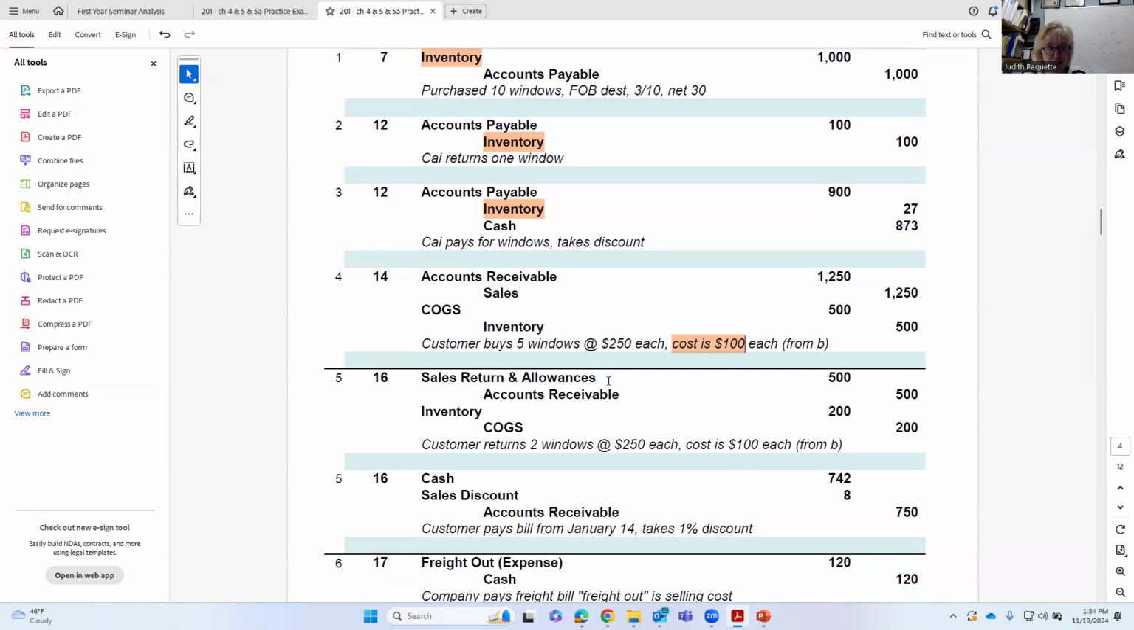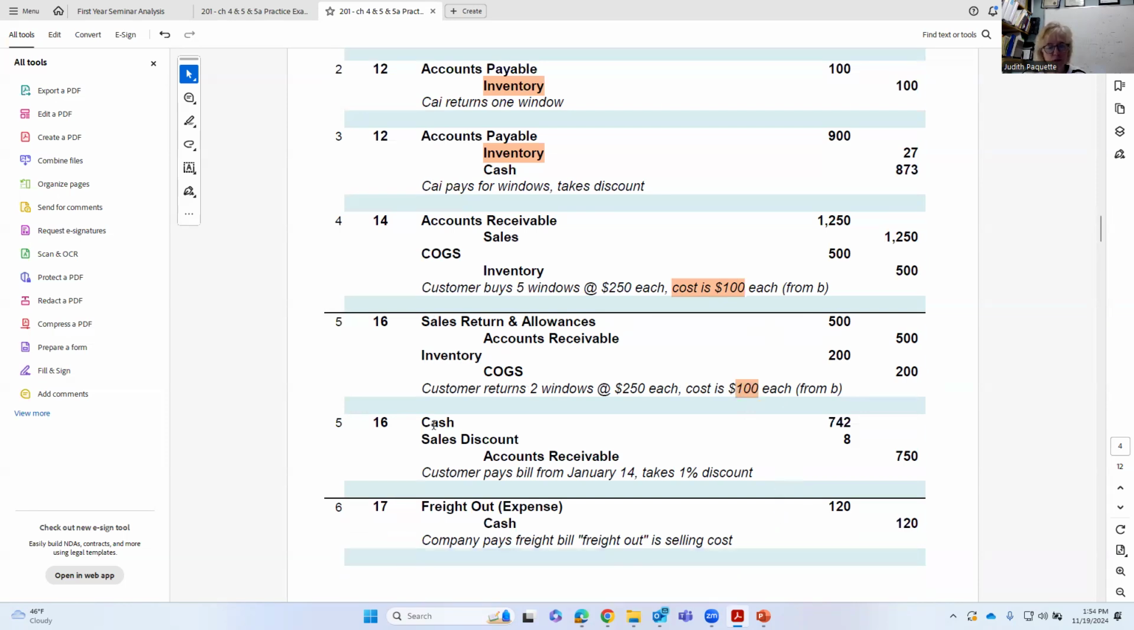Sales returns and allowances. Don't debit sales. Debit sales returns and allowances. And then you reverse that inventory and cost of goods sold for the 2 windows at $100 each. Okay. And then the customer pays.